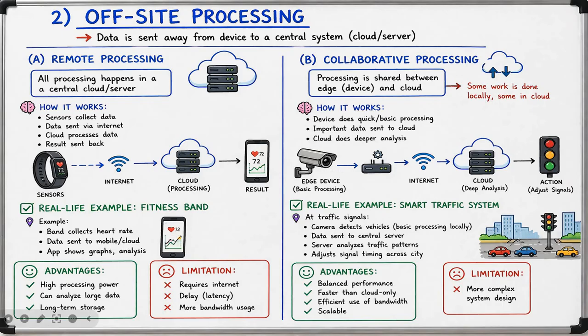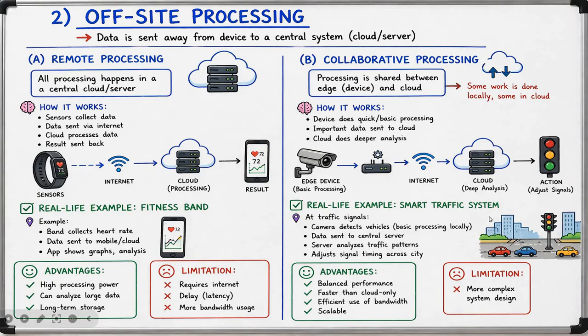Then important data has to be sent to the cloud, as only useful or critical data is transmitted to the cloud. This saves the bandwidth and improves the efficiency. Third point is the cloud does the deeper analysis, where the cloud performs the advanced analytics and long-term processing, and this generates insights and optimization strategies.